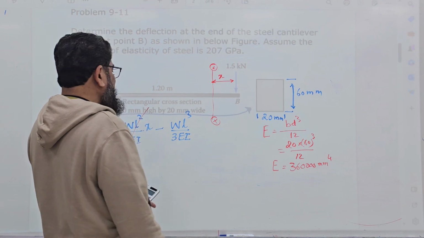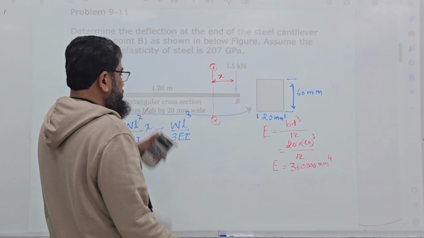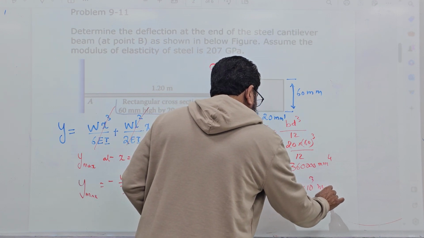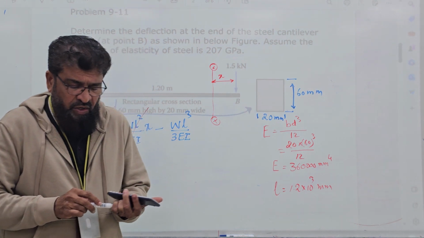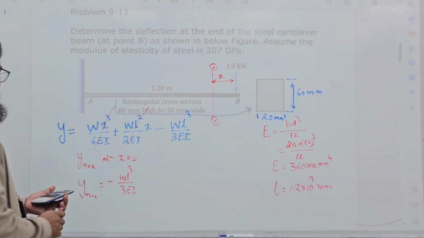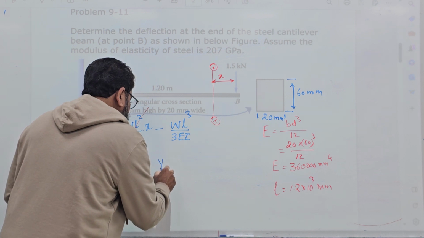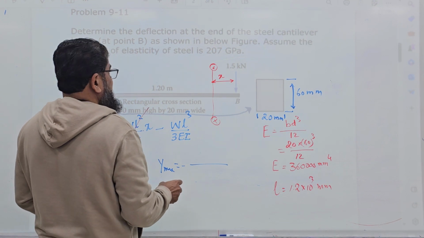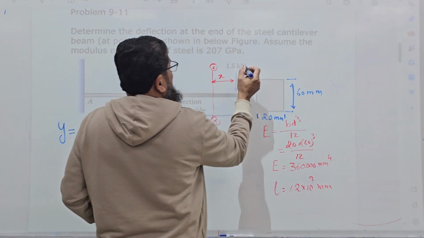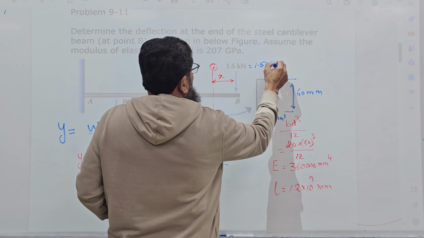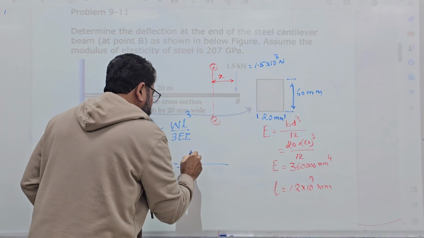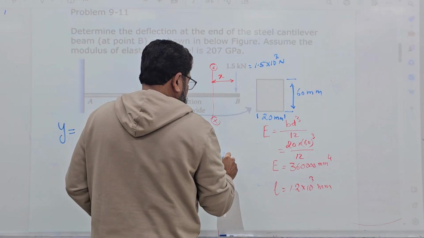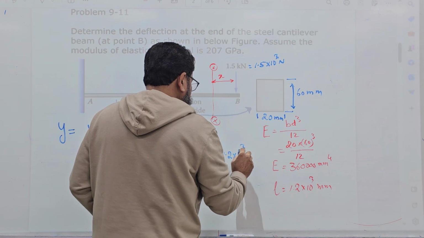Now I anyway know L. What is the value of L? 1.2 meters, is it not? L is equal to 1.2 into 10 cube millimeter. Now let us substitute the values to get Y max. Y max is equal to minus of W, which is 1.5 kilonewton, that is 1.5 into 10 cube newtons, multiplied by L cubed, with L being 1.2 into 10 cube.